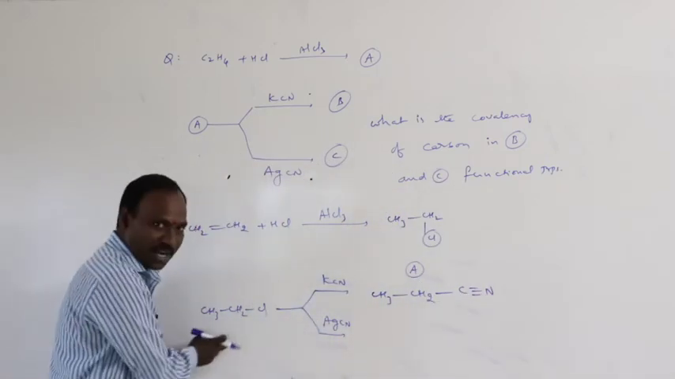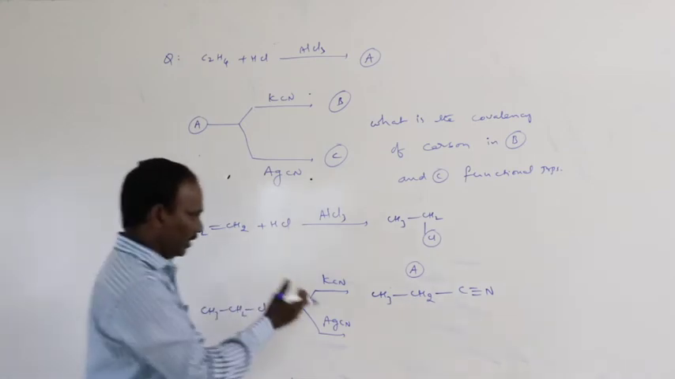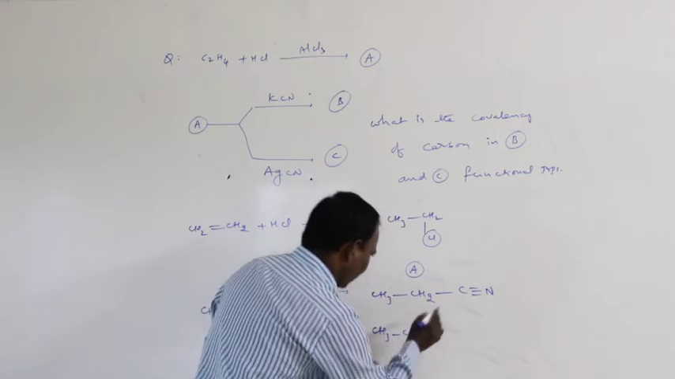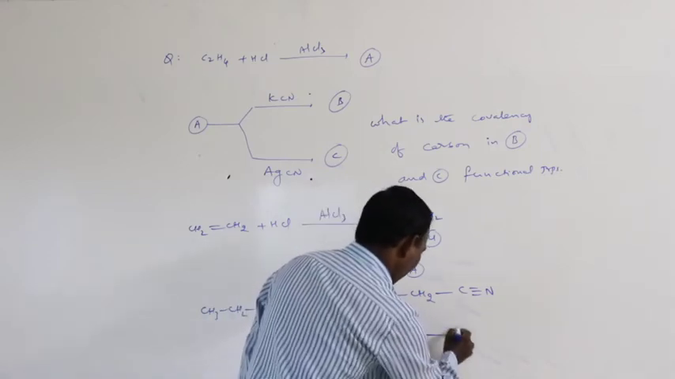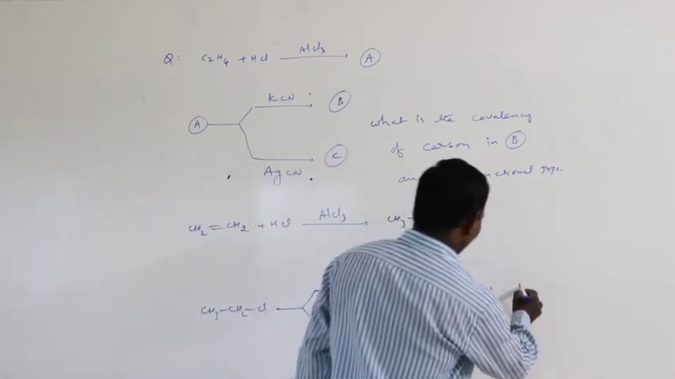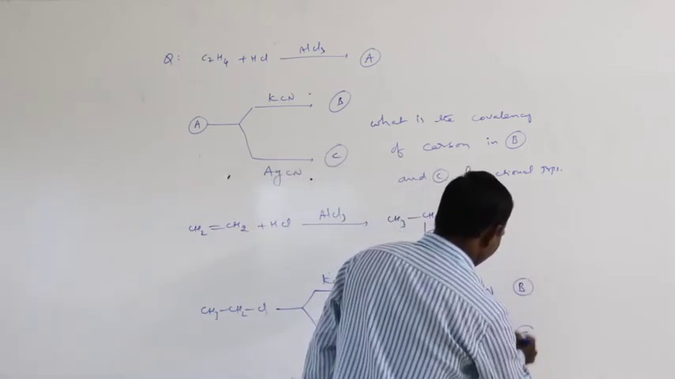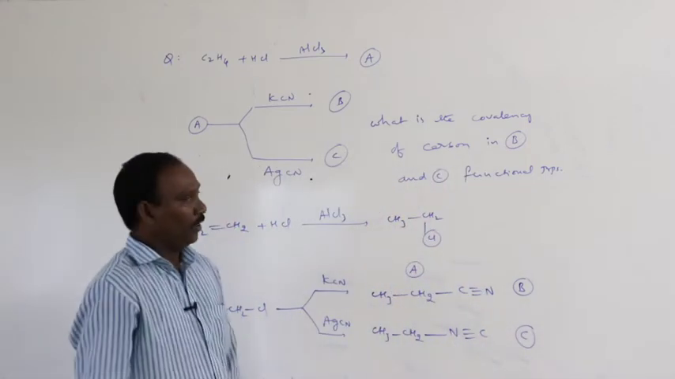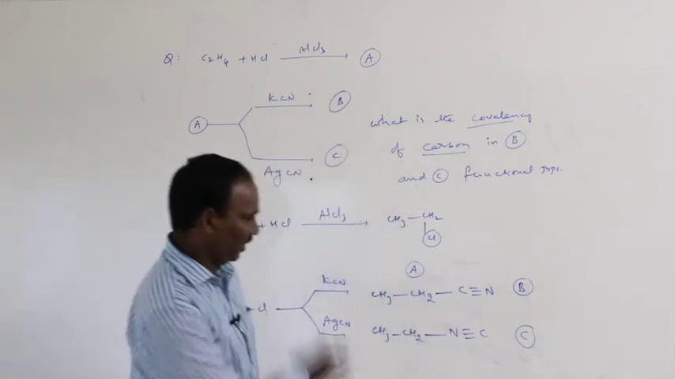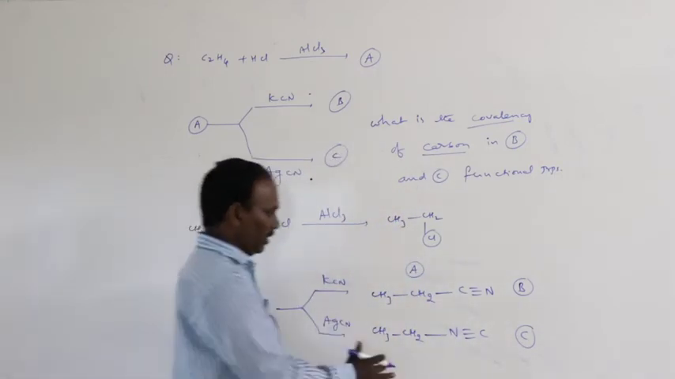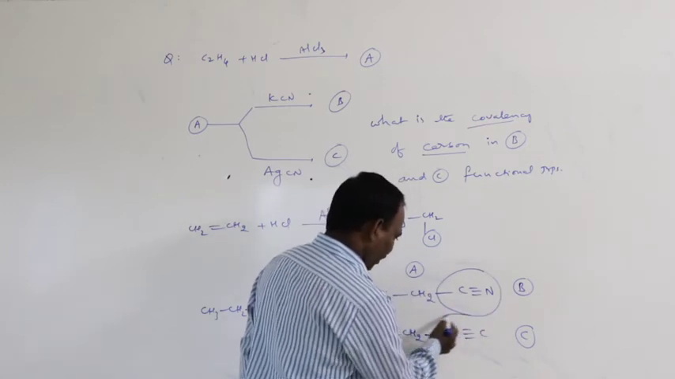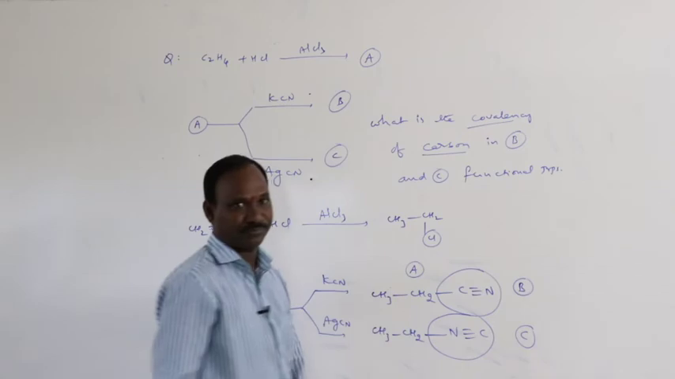If AgCN is added to alkyl halide, isocyanide is formed. So CH3CH2, here N≡C. Now this compound is B and this is compound C. What is the covalency of carbon in these functional groups? In B the functional group is cyanide, in C the functional group is isocyanide.